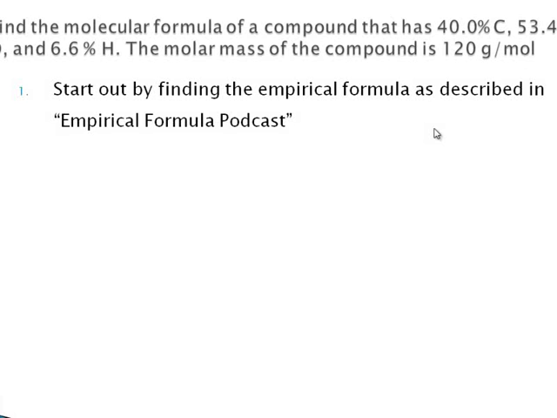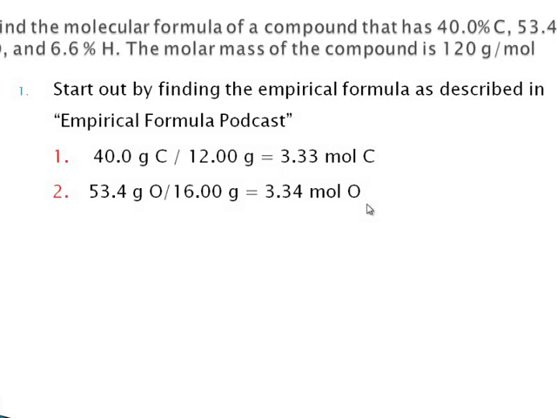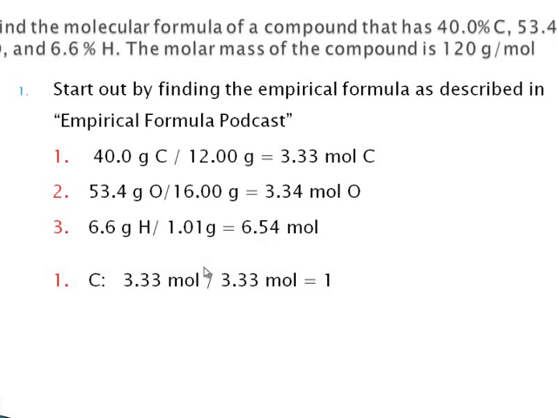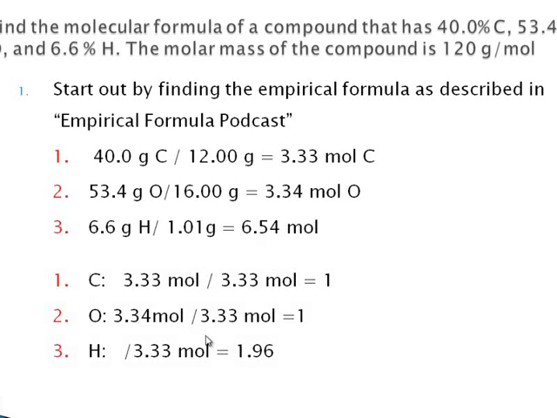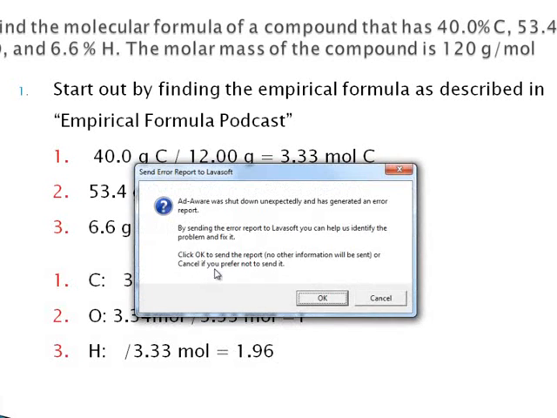So what we're going to do is start out by finding the empirical formula, as we described in the previous podcast. We've got 40 grams of carbon. We divide by the molar mass and get 3.3 moles of carbon. Do the same thing with oxygen: 3.34 moles of oxygen and 6.54 moles of hydrogen. We take each of those and divide by the smallest number, which is 3.33. So we end up with a ratio of 1 for carbon, 1 for oxygen, and 1.96 for hydrogen.